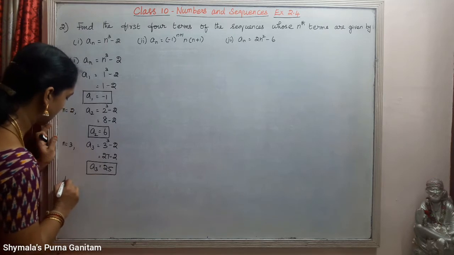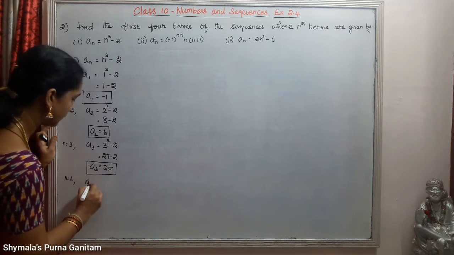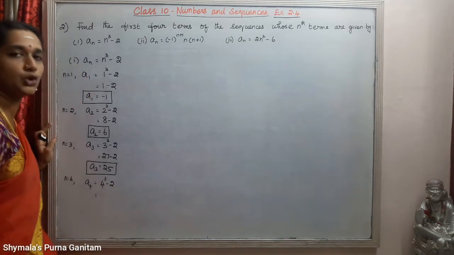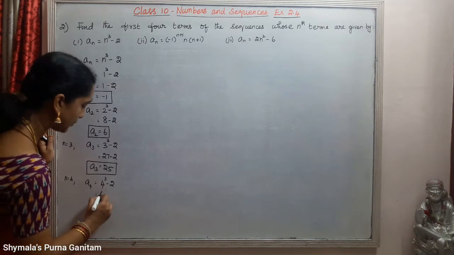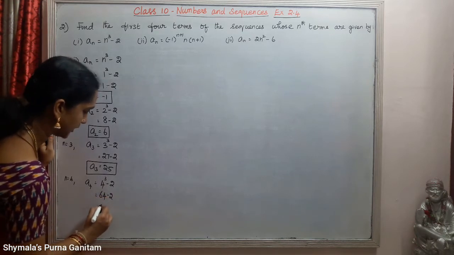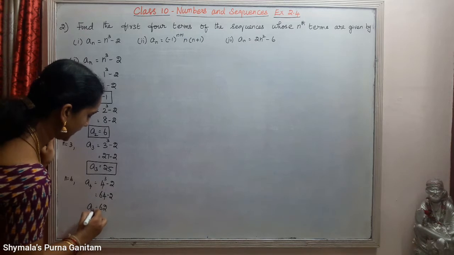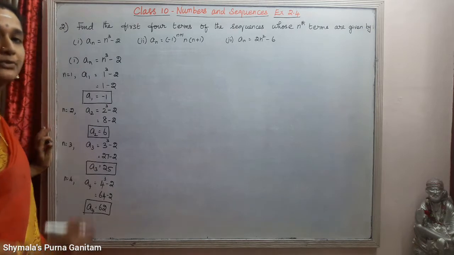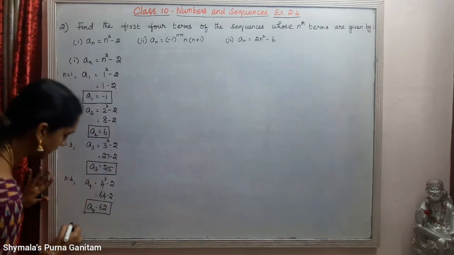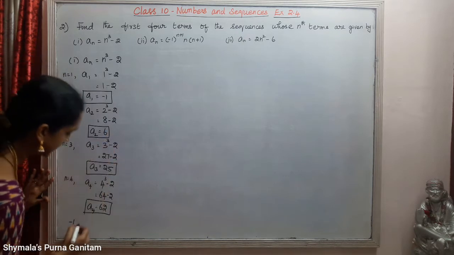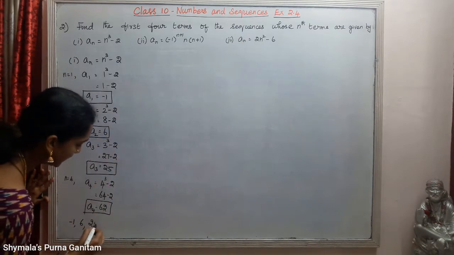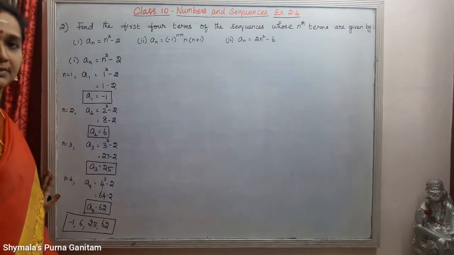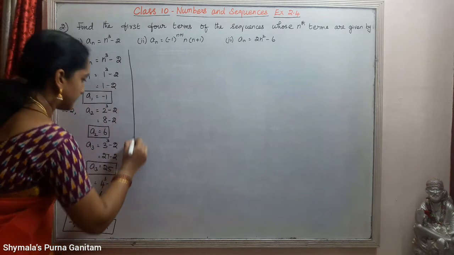First four terms. So n is equal to 4. So a4 is equal to 4 cube minus 2. 4 cube is 4 4s are 16, 16 4s are 64. 64 minus 2 is 62. So a4 is 62. We are asked to find the first four terms. The first four terms are minus 1, 6, 25 and 62. So this is the answer. So the first sum is over.